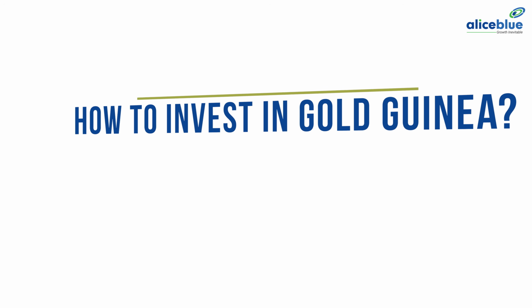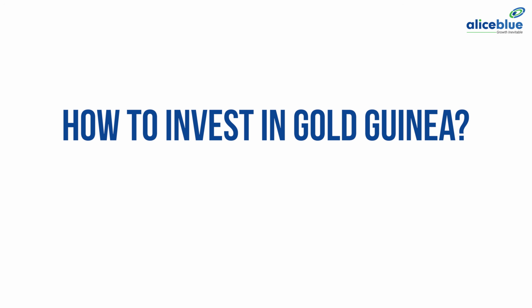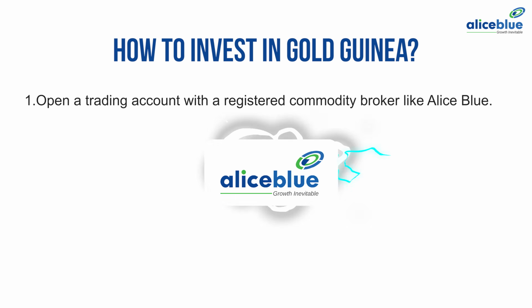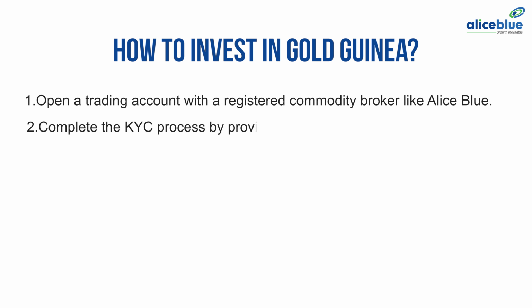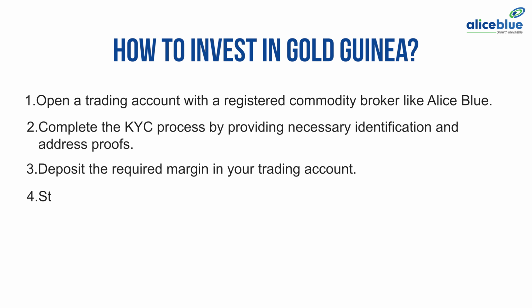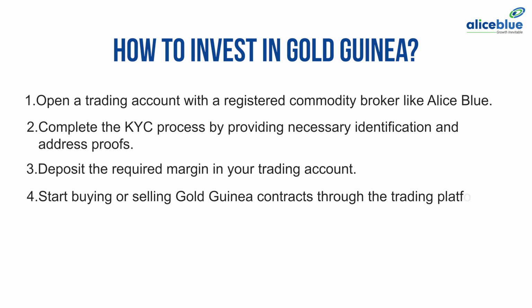Now let's see how to invest in Gold Guinea. Investing in Gold Guinea contracts through the MCX is a straightforward process. Open a trading account with a registered commodity broker like aliceblue. Complete the KYC process by providing the necessary identification and address proof. Deposit the required margin in your trading account. Start buying or selling Gold Guinea contracts through the trading platform provided by the broker.